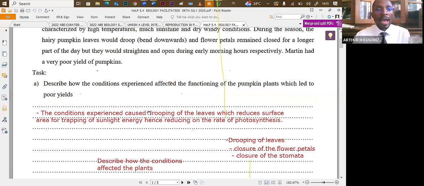First of all, I have stated how the conditions affected the plant, that they caused the drooping of the leaves. Then, how was the drooping of the leaves a problem? That the drooping reduced the surface area for trapping of sunlight. And this one reduced the rate of photosynthesis. So unless you had a different explanation that you're expecting, you can give it to us. Then we see whether it is necessary or not necessary.